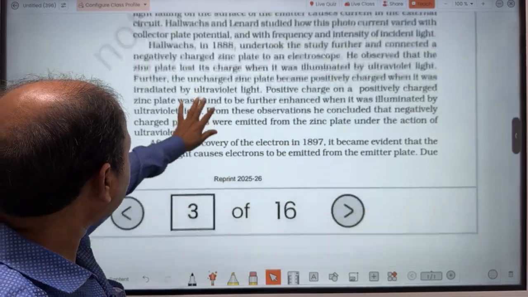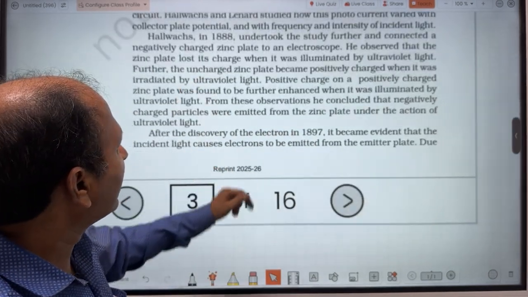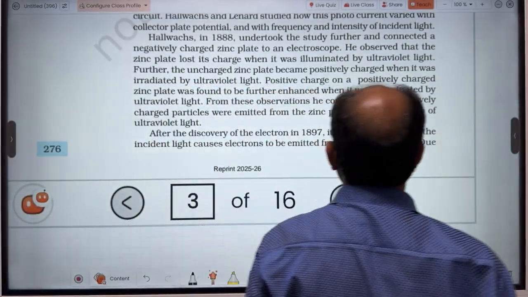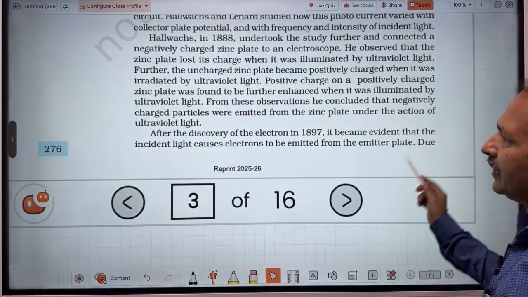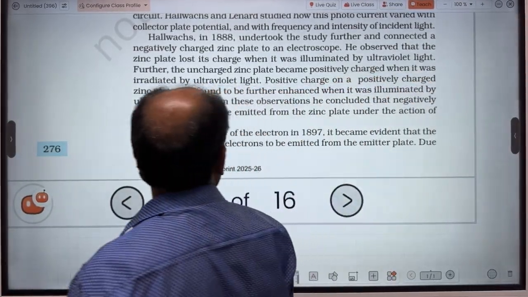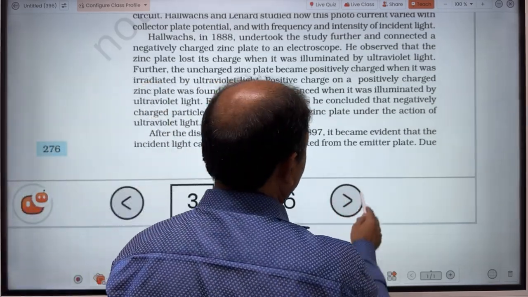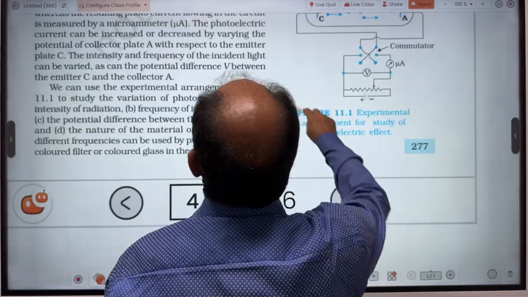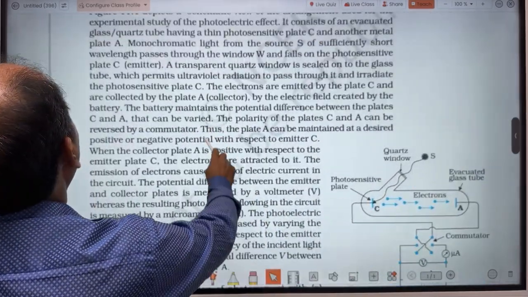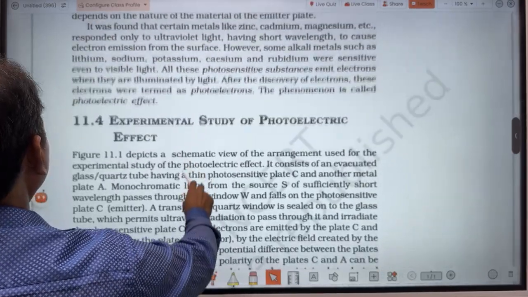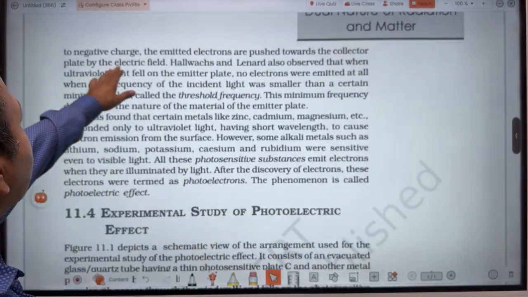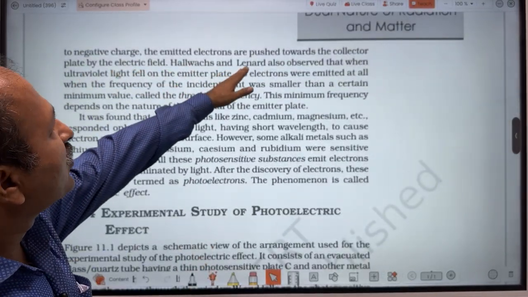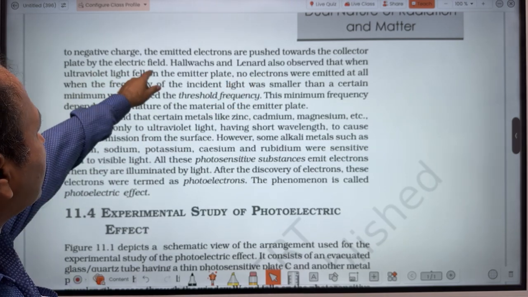ultraviolet light. After the discovery of the electron in 1897, it became evident that the incident light causes electrons to be emitted from the emitter plate. Due to negative charge, the emitted electrons are pushed towards the collector plate by the electric field.